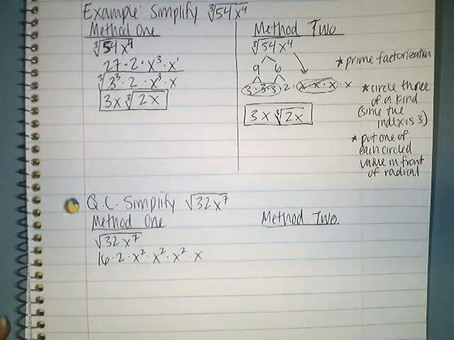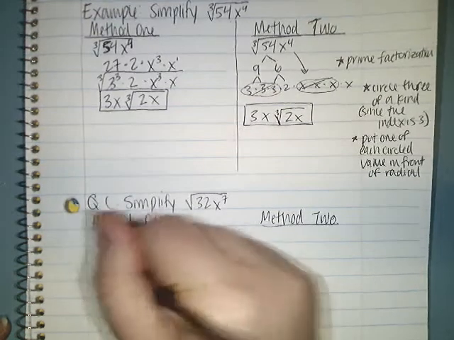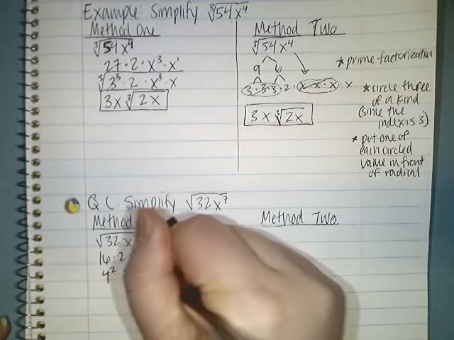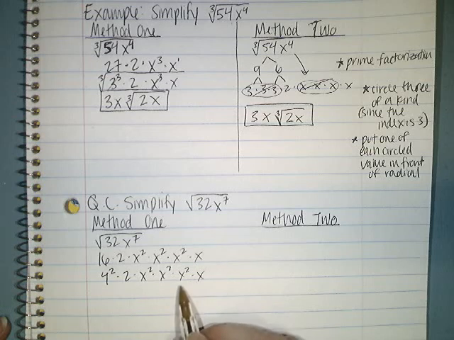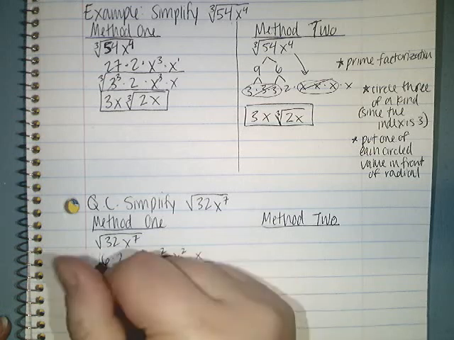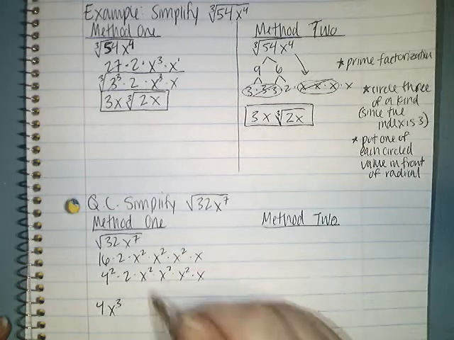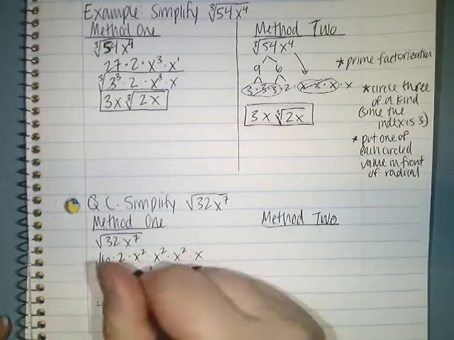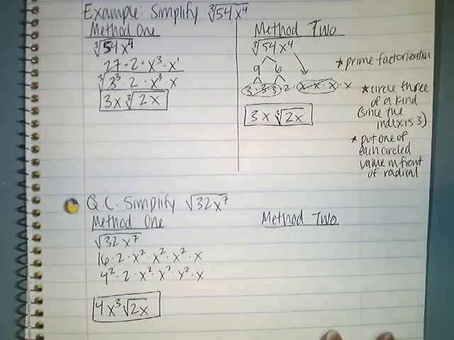There's another way you can handle the exponents as well, that I can show you in class. But then I can rewrite this as 4 squared times 2 times x squared times x squared times x squared times x. And then I take the square root of those numbers. I end up with 4x cubed, because I take out 3 of those, times the square root of 2x. And that is my final answer.